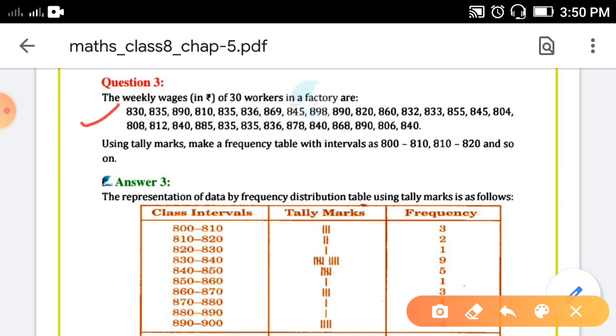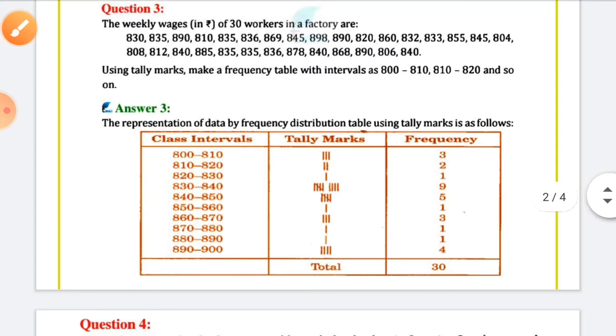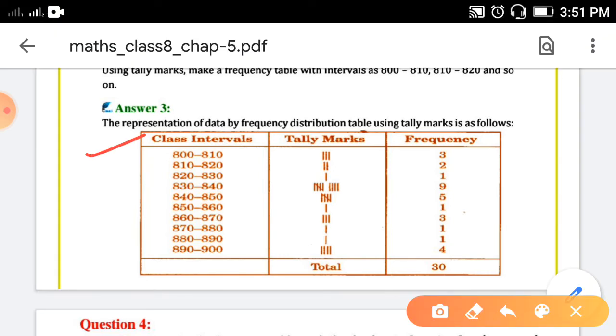It is 830 rupees, 835 rupees, 890 rupees, and so on up to 840 rupees. Using tally marks, make a frequency table with intervals 800 to 810, 810 to 820, and so on. So you have to make a frequency distribution table. Okay. So first write class intervals.